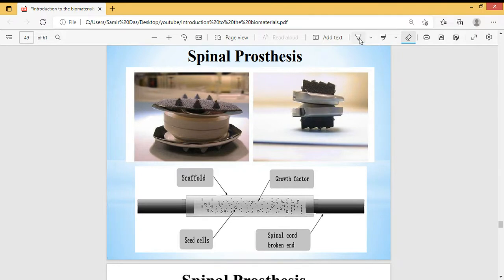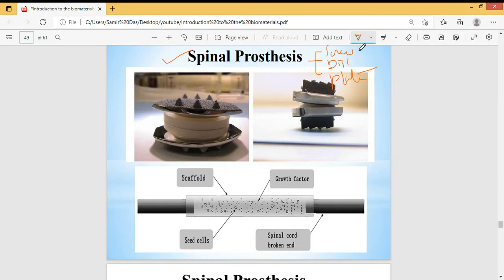As per the previous talk, we will continue with another prosthesis, which is known as spinal prosthesis. In case of spinal prosthesis, we have three kinds of prosthesis. One is screw based, another one is disc based, and another is plate based. These kinds of fixtures are basically used in spinal cord prosthesis. We will go through them one by one in brief.